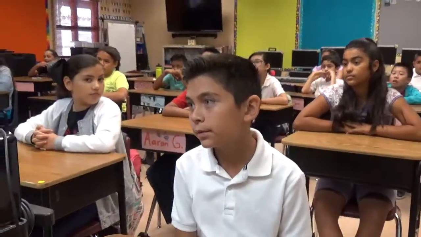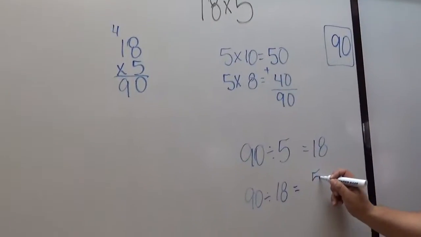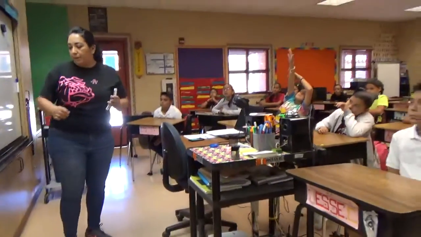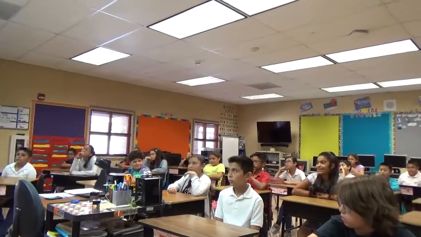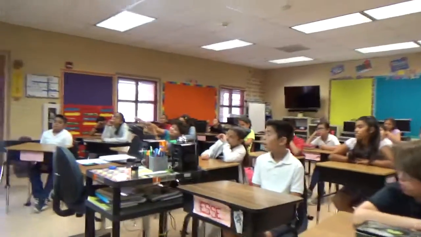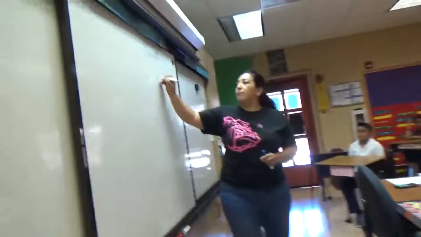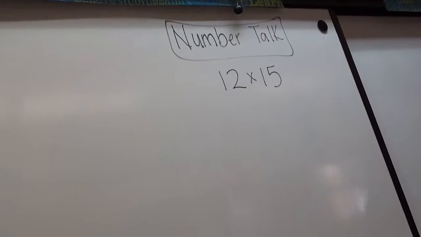Jesse? I sort of did the same thing as Jackie, but instead I did 90 divided by 18, which gives you 5. Okay, very good. All right, let's try another one. Let's see if there's more strategies. Let's try 12 times 15. Now, it's a little bit harder because it's a 2-digit. So try that one.